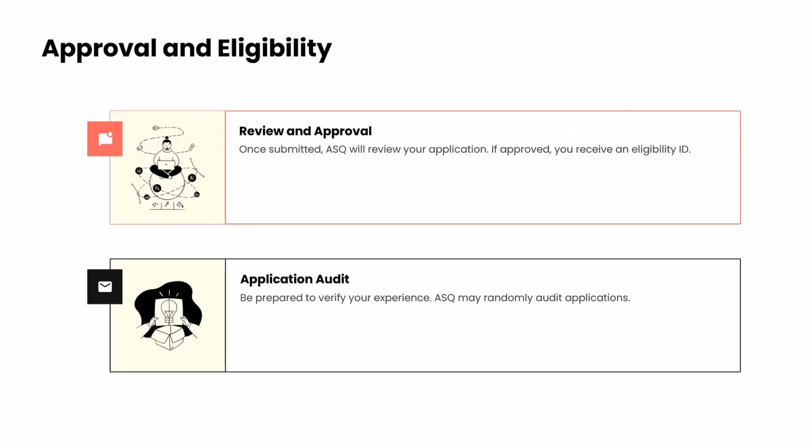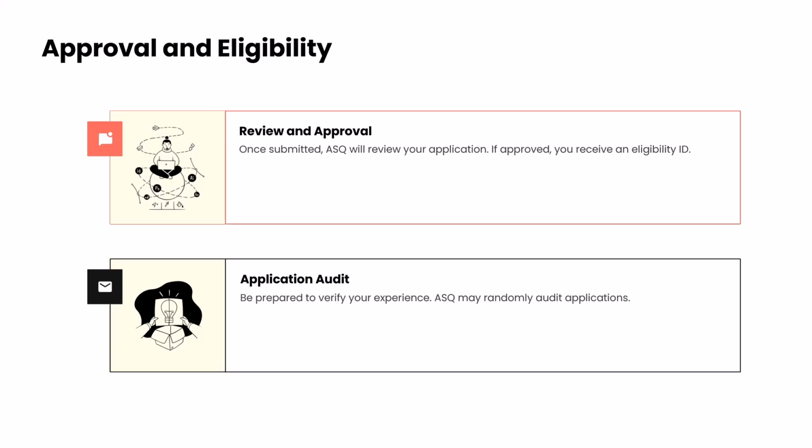Once you apply, this application will be reviewed by ASQ, and based on that your application will be accepted if it meets the eligibility criteria. Once this is approved, you will be issued an eligibility ID, and this ID will help you in booking your exam date. Now a question could be, what happens if your application is rejected? In that case my understanding is that you will lose $100 and the balance amount will be refunded to you.